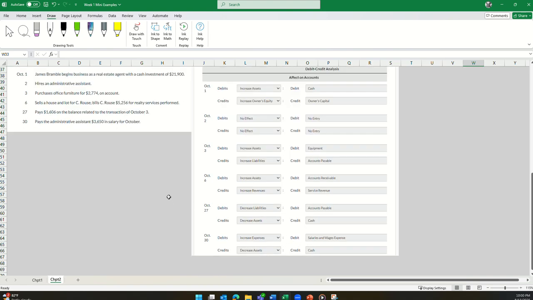I just want to walk you through this quick example. You're going to see something very similar in your Wiley homework. But if you have any questions, let me know.